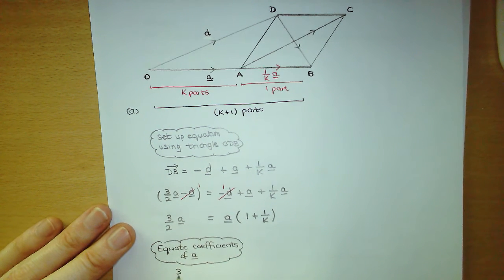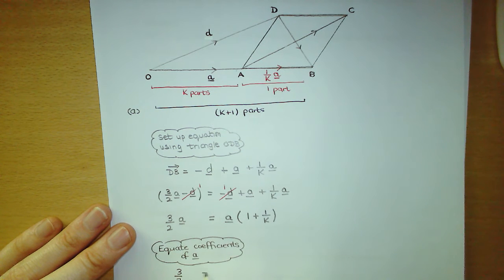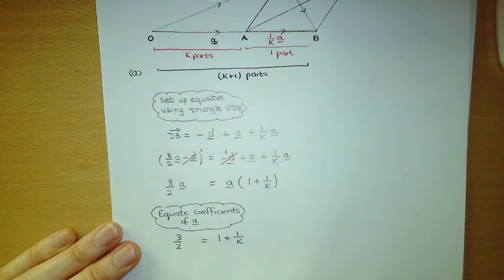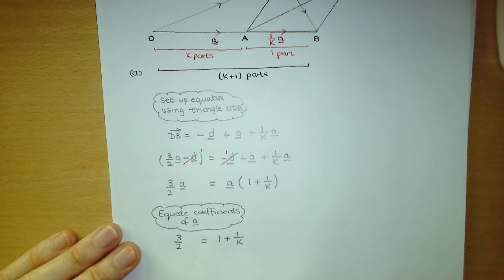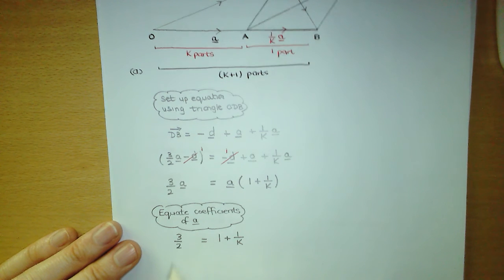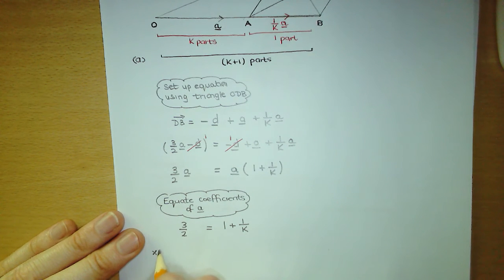So we're going to get 3 over 2 is equal to 1 plus 1 over k. So we've now got a nice little straightforward equation with just k in it. So what we're going to do is get rid of the fractions. You can multiply through by 2 to get rid of the 2, and then you can multiply through by k to get rid of the k, but why not just do both at the same time? Let's multiply through by 2k.